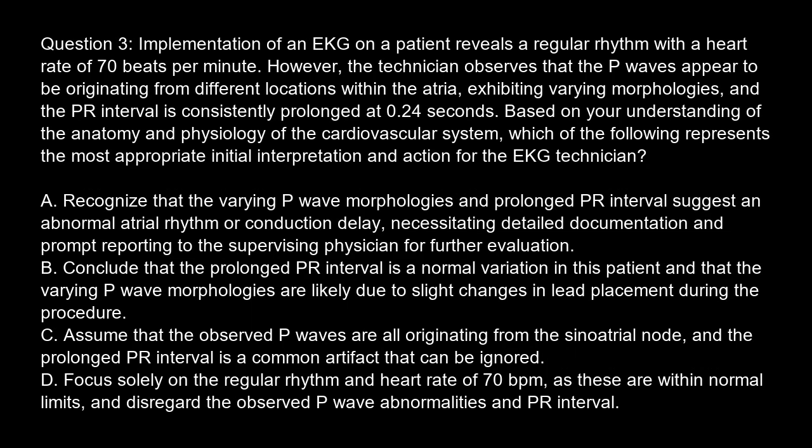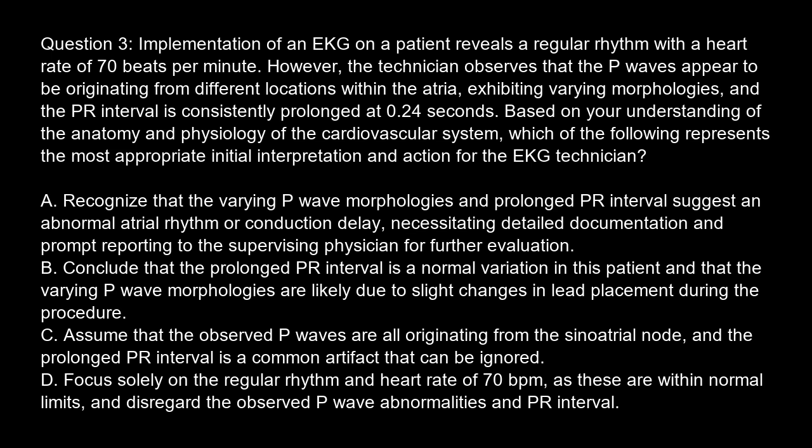Question 3. Implementation of an EKG on a patient reveals a regular rhythm with a heart rate of 70 beats per minute. However, the technician observes that the P waves appear to be originating from different locations within the atria, exhibiting varying morphologies, and the PR interval is consistently prolonged at 0.24 seconds. Based on your understanding of the anatomy and physiology of the cardiovascular system, which of the following represents the most appropriate initial interpretation and action for the EKG technician?